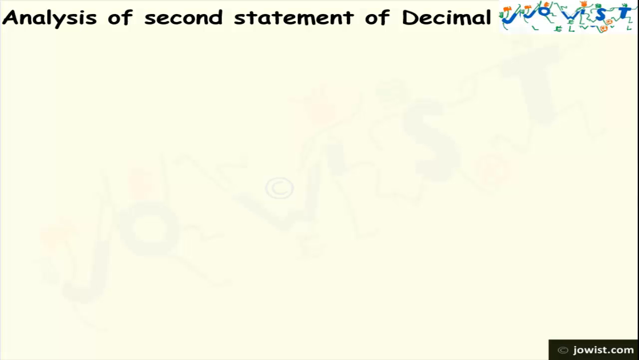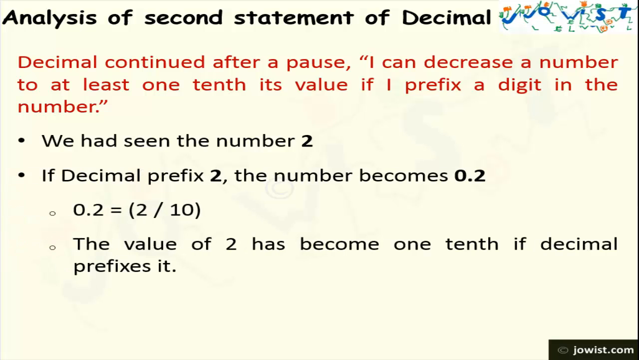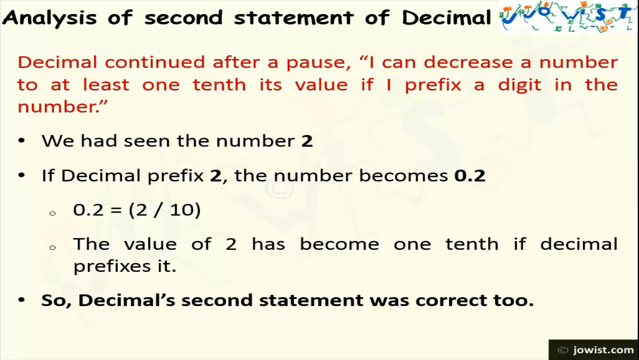The second statement which decimal made was, decimal continued after a pause, "I can decrease a number to at least 1/10 its value if I prefix a digit in the number." We had seen the number 2. If decimal prefix 2, the number becomes 0.2. 0.2 or 2 by 10th. The value of 2 has become 1/10 if decimal prefixes it. Therefore, decimal's second statement was correct too.